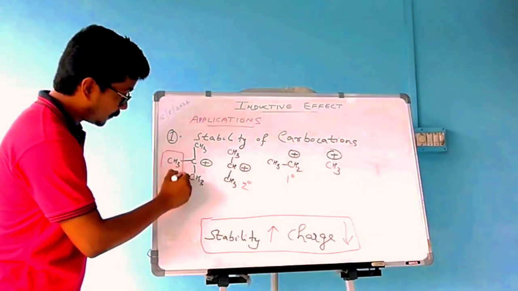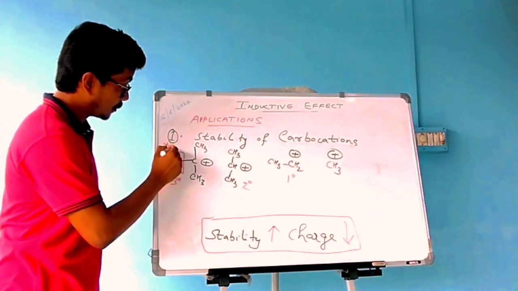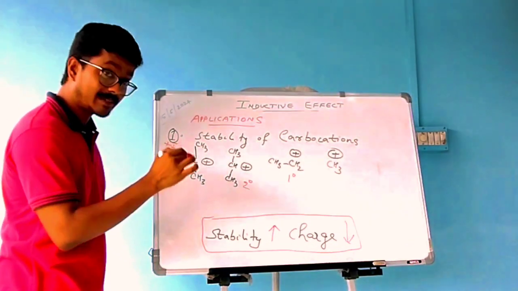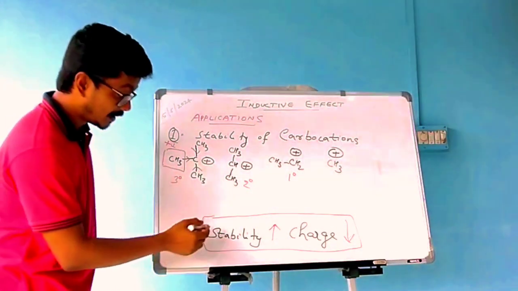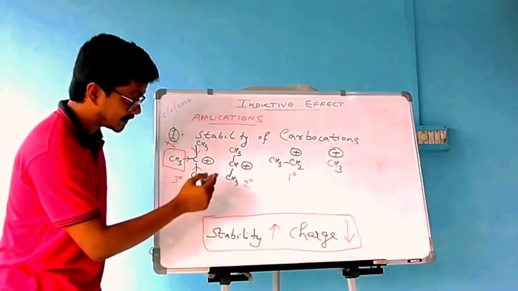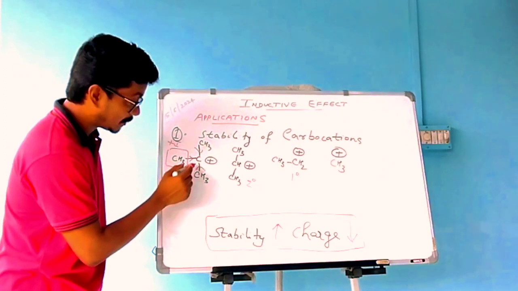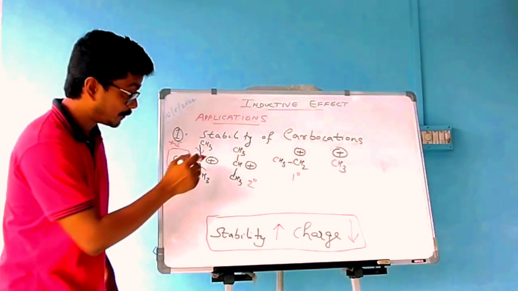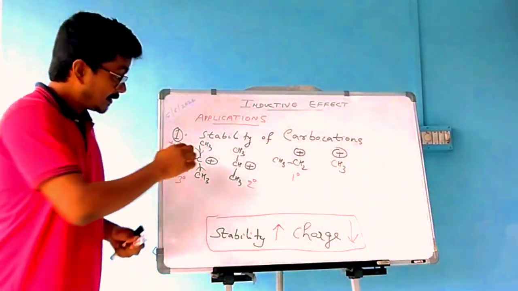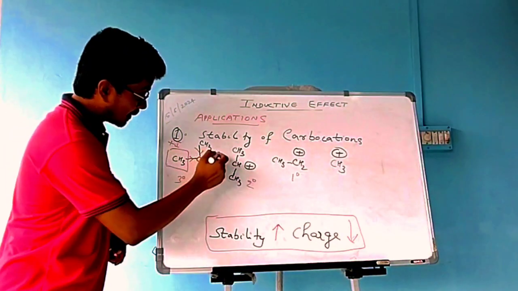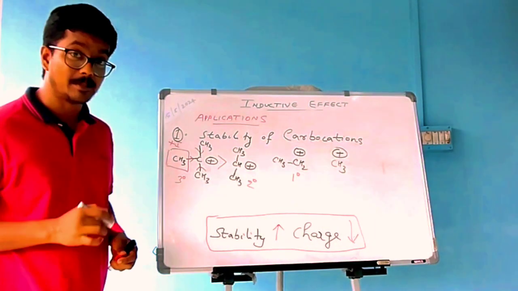What is the effect of the alkyl group? The alkyl group has a plus I effect, so it will release electrons towards the central carbon atom. Let's just apply the concept: the stability increases with the decrease in charge. So when electrons are released towards the central carbon atom, the positive charge decreases. Hence, the tertiary carbocation is highly stable.